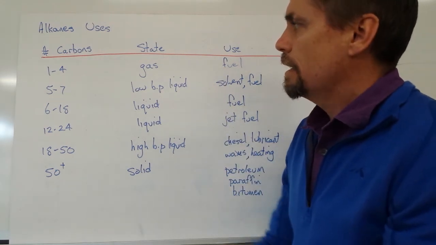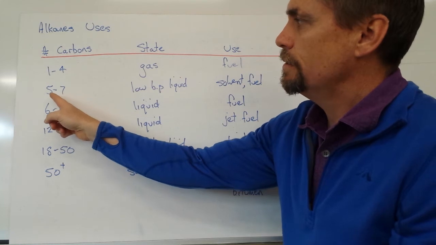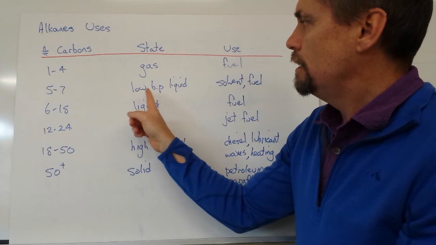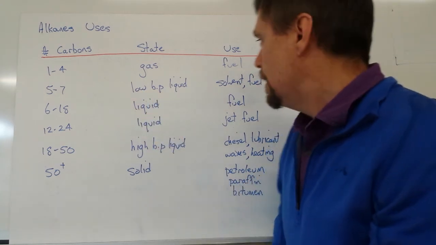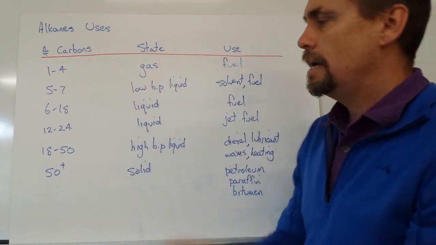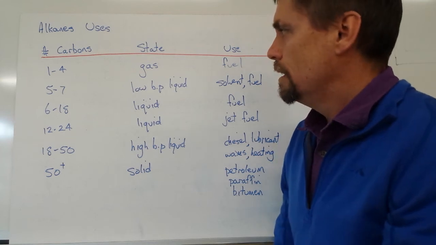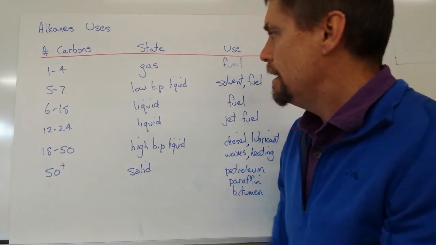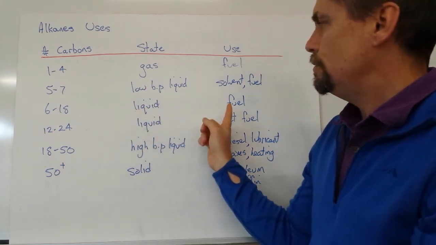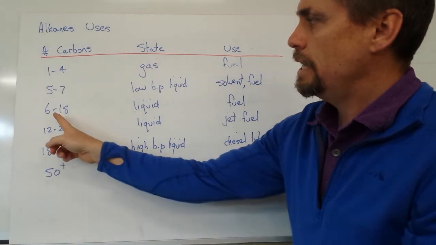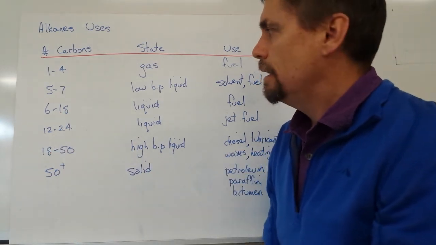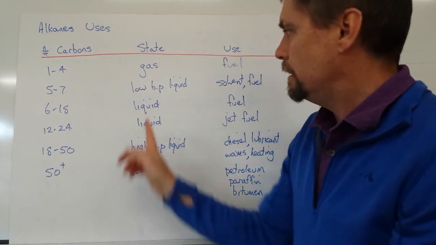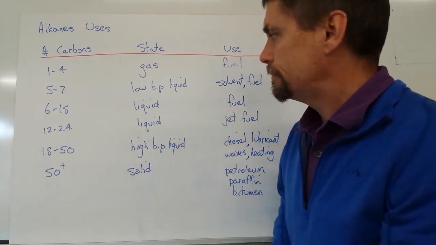And these, our methanes, our ethanes, our propanes and our butanes, we often use as a fuel. Carbons 5 to 7, so pentane, hexane, heptane, exist as a low boiling point liquid, and we use those as solvents and also as fuels. If we've got between 6 carbons and 18 carbons in our chain, these exist as a liquid, and these are used as our fuels. So our octane for our petrol sits in here at 8 carbons. Octane, it's a liquid, we use it for petrol.